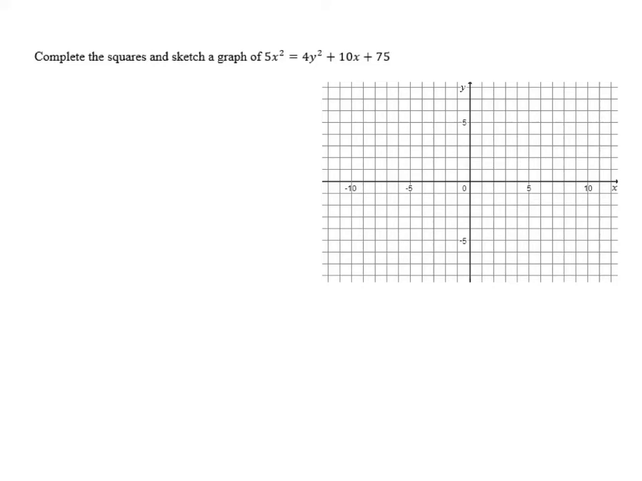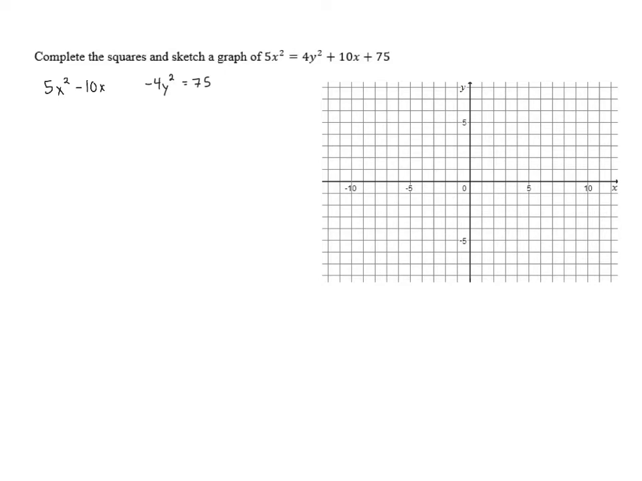Complete the squares and sketch a graph of 5x squared equals 4y squared plus 10x plus 75. We'll start by moving the variable terms all to the same side. When we do that, the 4y squared and the 10x become negative. So on the left-hand side, we have 5x squared minus 10x, and then we also have minus 4y squared equals 75.